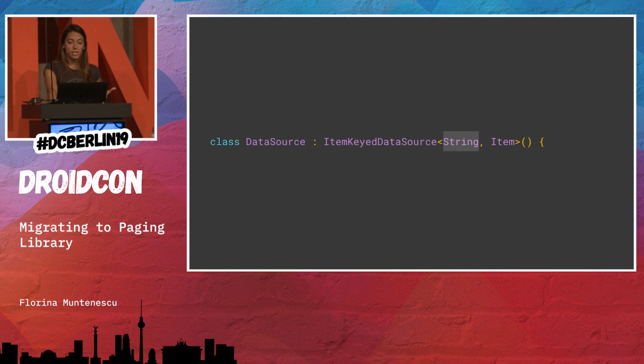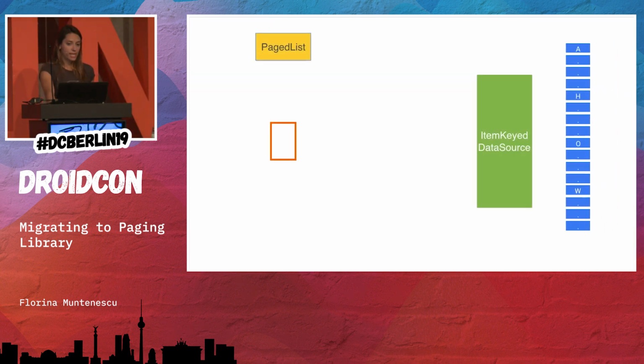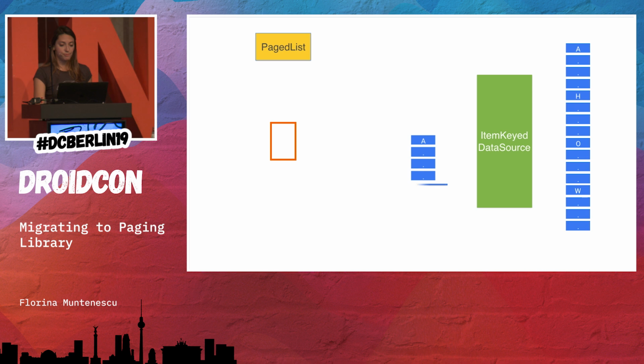Given that it's based on a key, it means that we have as parameters the key type, in our case string, and the item that needs to be displayed. So here's what's happening now. We have an item keyed data source, and load initial is called. But unlike the positional data source, we get the requested initial key. So this is the key based on which we can trigger our request to the backend. We get the requested load size, and whether placeholders are enabled or not.